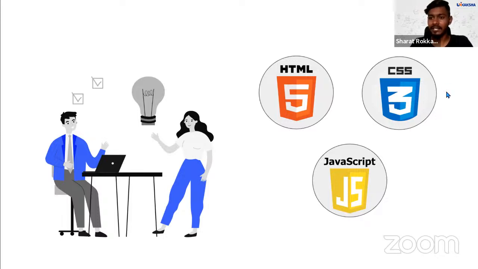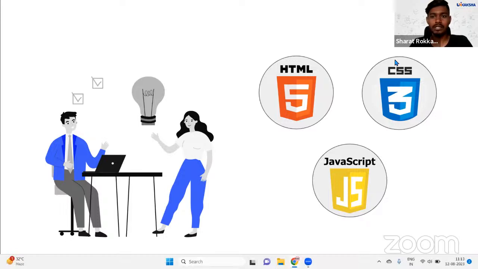CSS3, right? It indicates 3. The logo indicates 3, which means we are using the CSS3 version, right? And in JavaScript, currently we are moving with the ES6 version, right? So this might feel overwhelming right now for you guys, but trust me, guys, it is not.